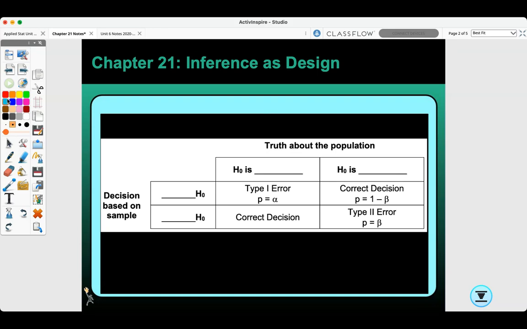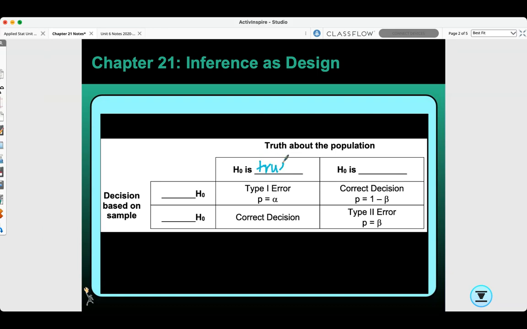So it's best if you actually make this table and put it within context, but this is the generic table. And so when the null hypothesis is true, we would have this column, and when the null hypothesis is false, when we reject the null hypothesis, and when we fail to reject the null hypothesis.